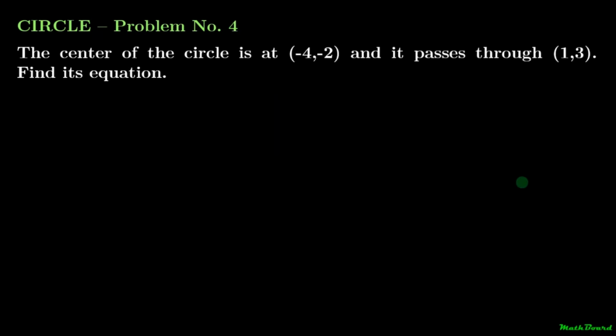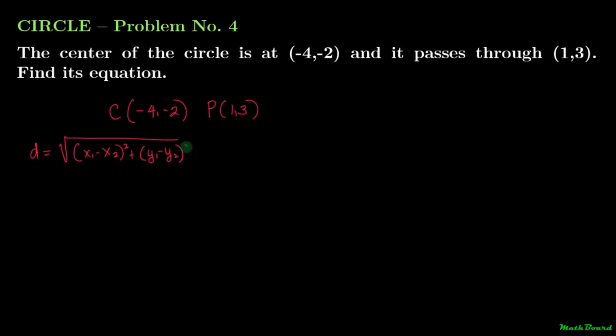The center of the circle is at negative 4, negative 2, and it passes through 1, 3. Find the equation. So, the given here is center at negative 4, negative 2, and a point at 1, 3. To determine the equation, we need the center as well as the radius. But since the given are center and a point, we have to first use the distance formula to get the radius. We know that the distance formula states d equals square root of x sub 1 minus x sub 2 squared plus y sub 1 minus y sub 2 squared.